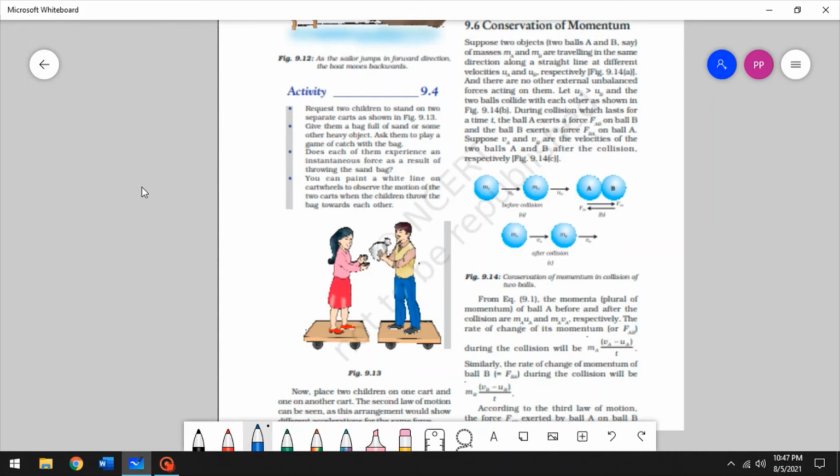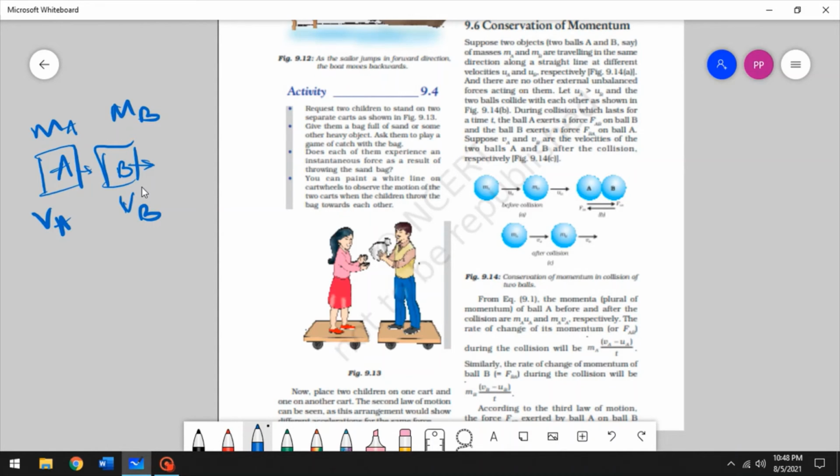They don't have the same masses. Two objects A and B have masses MA and MB, and they're traveling in the same direction. So if this is A and this is B, they're traveling in the same direction, let's say to the right. This is MA, this is MB. They have velocity VA and velocity VB.